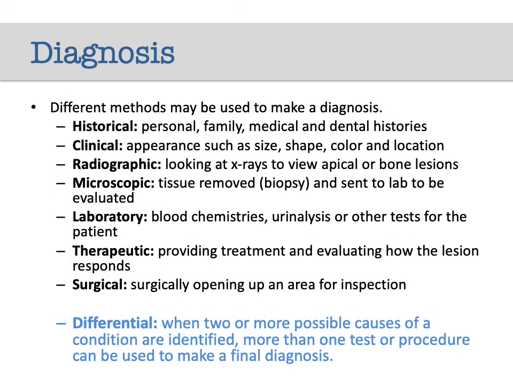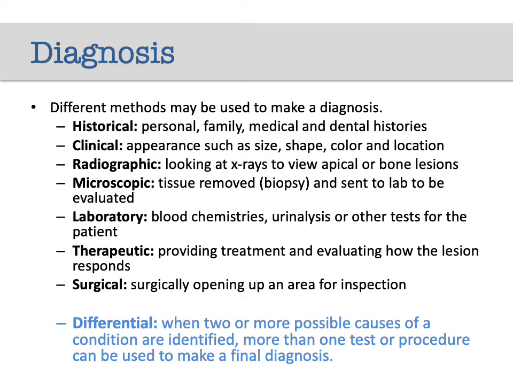Let's begin by discussing how things are diagnosed. There are different methods that may be used to make a diagnosis. You may use one of these methods, or you may use multiple. A historical diagnosis is based on personal, family, medical, or dental histories. A clinical diagnosis is based on the appearance, such as size, shape, color, and location. A radiographic diagnosis means that you look at X-rays to view apical or bone lesions.